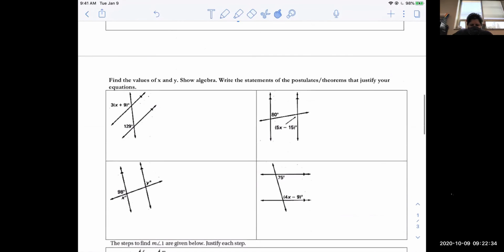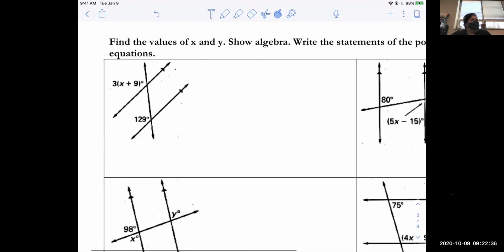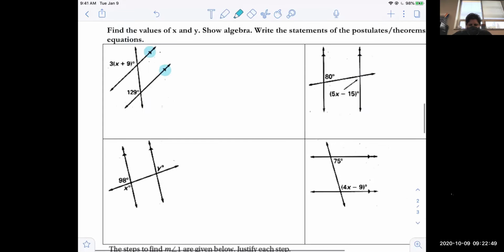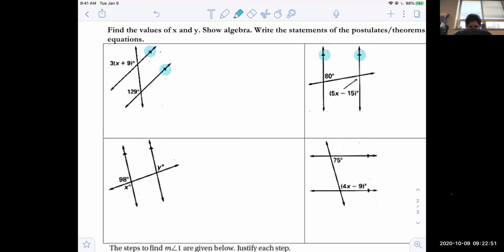Okay, now the next kind of problems, the problems on the second page, we are going to solve for the variable, and we're also going to write the justification for how we know that our equations make sense. So again, notice that they have given you parallel lines on the diagram. All of those have parallel lines given. So rather than writing it out, they're showing you on the picture.